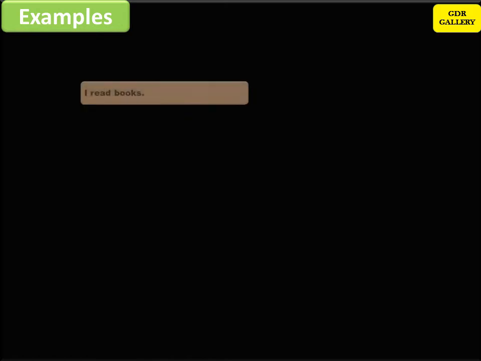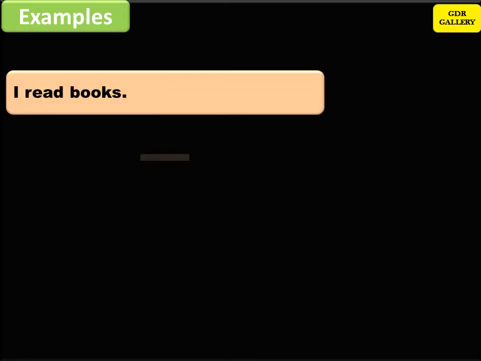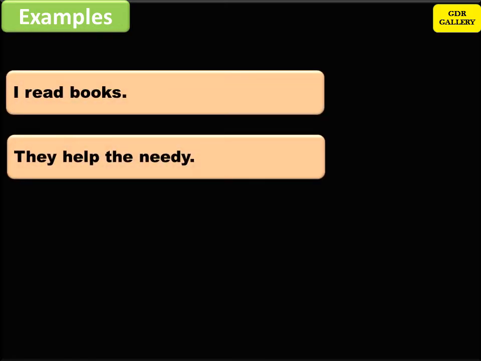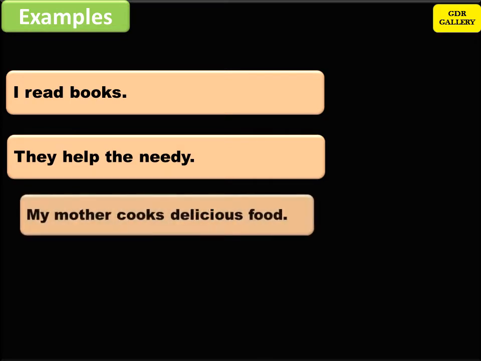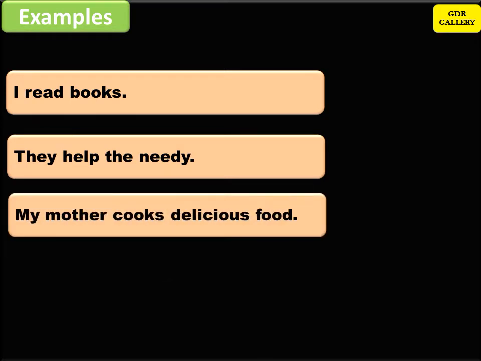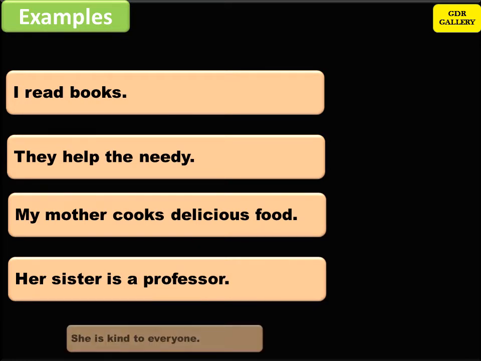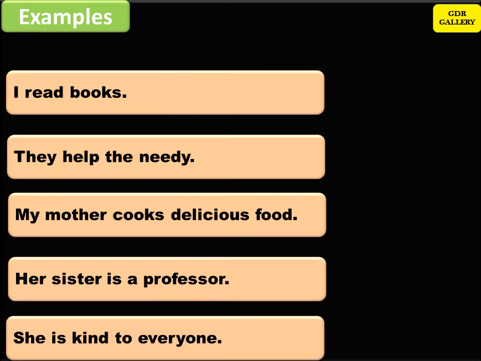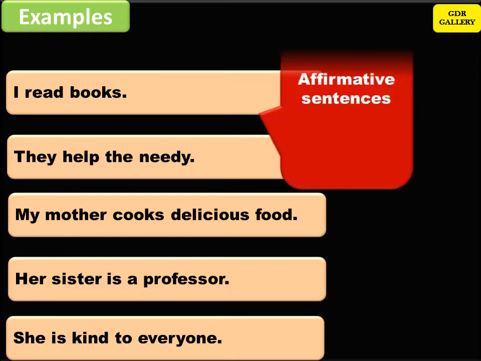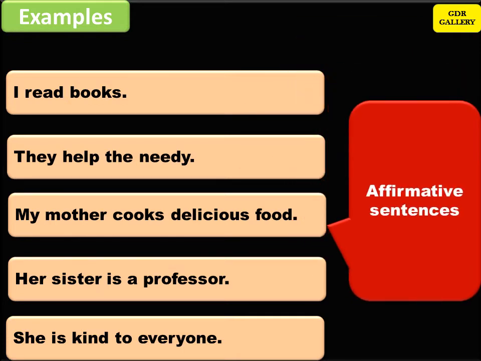Now, let's look at some examples of affirmative sentences. I read books. They help the needy. My mother cooks delicious food. Her sister is a professor. She is kind to everyone. All these statements are positive. Hence, all these sentences are called as affirmative sentences.